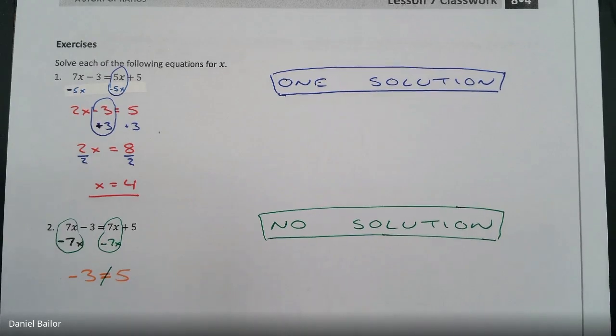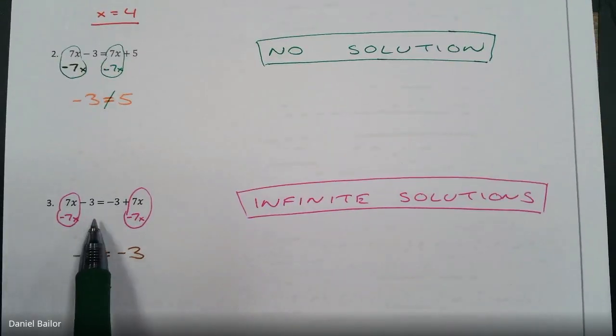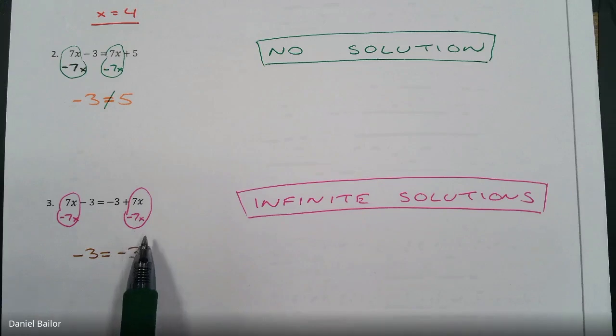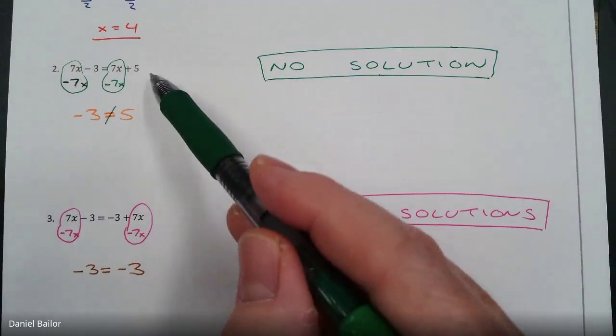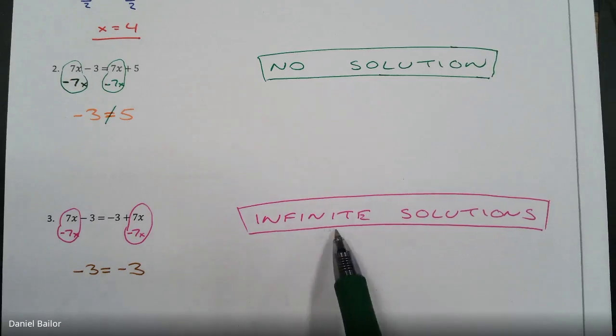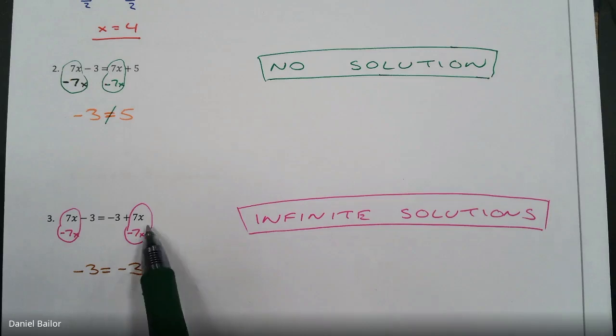Our third example, this one right here, 7x minus 3 equals negative 3 plus 7x. When I take 7x away from this side, the variables go away, just like in example 2. But this time, I get a true statement. Negative 3 equals negative 3. Which means this is infinite solutions. Because if x goes away, it's always true. So there's infinite solutions.